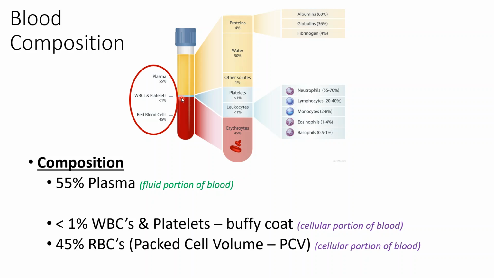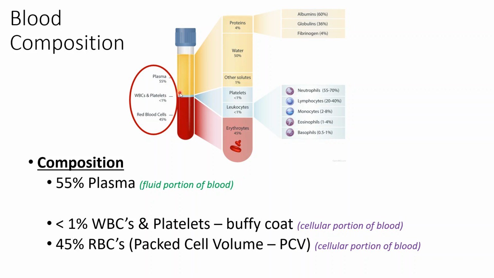This area is going to be the white blood cells and platelets, and that actually makes up less than 1% of blood. So the concentration is low for those 2 cellular components of blood. And then look at the amount of red blood cells in comparison. 45% of blood is made up of red blood cells.